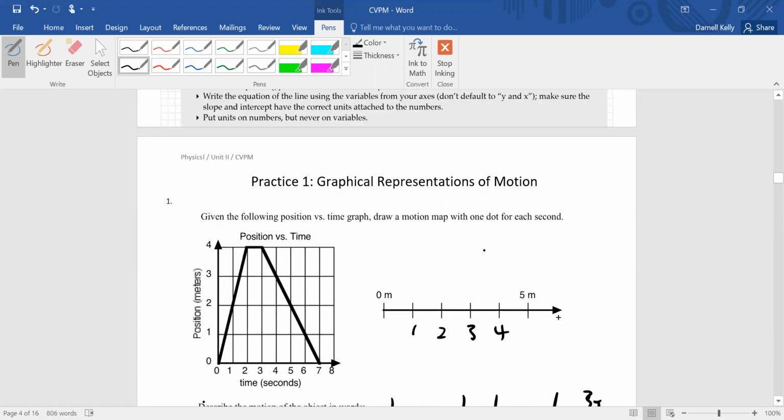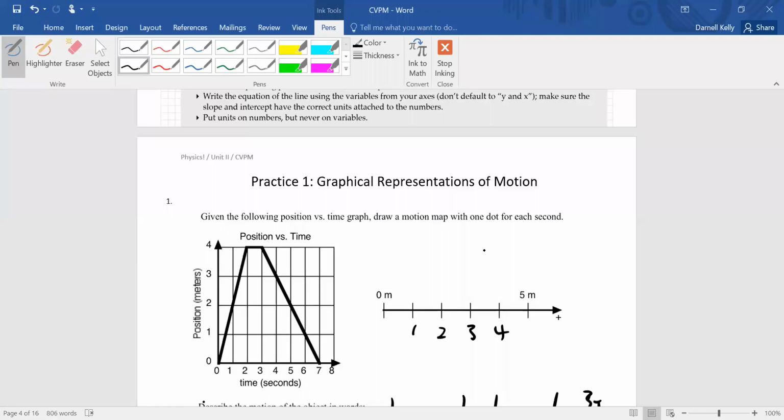All right, where it says practice 1, graphical representations of motion. What we're going to do is analyze the graph at the left, and then draw or write in a motion map on the right. Those points on the right represent positions. We're going to draw a line that represents each position after every second. Given the following position versus time graph, draw a motion map with 1 dot for each second.